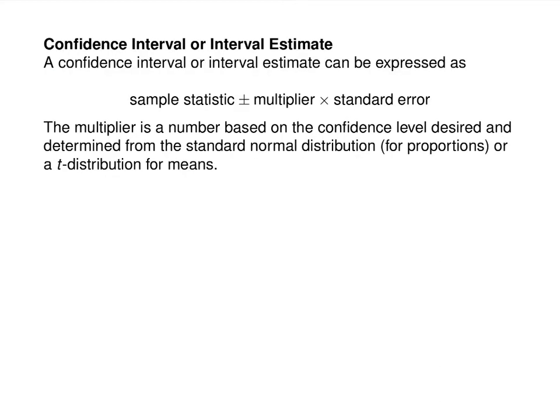So here is the general formula for a confidence interval. You take the sample statistic, which in our case is usually p hat, plus or minus the multiplier times some standard error. And this whole thing was 1 over root n in Chapter 5. The multiplier is a number based on the confidence level desired and is determined from the standard normal distribution, or this should actually say z distribution for means.